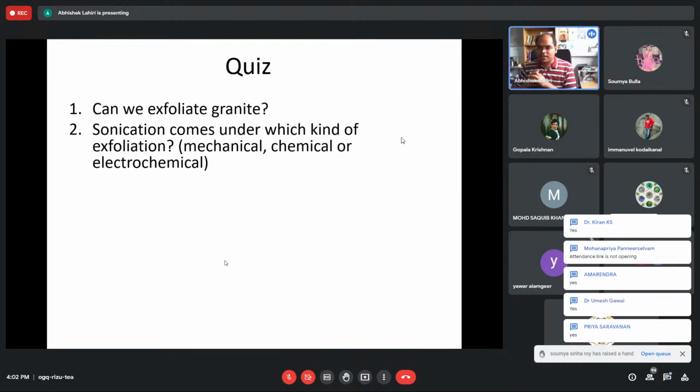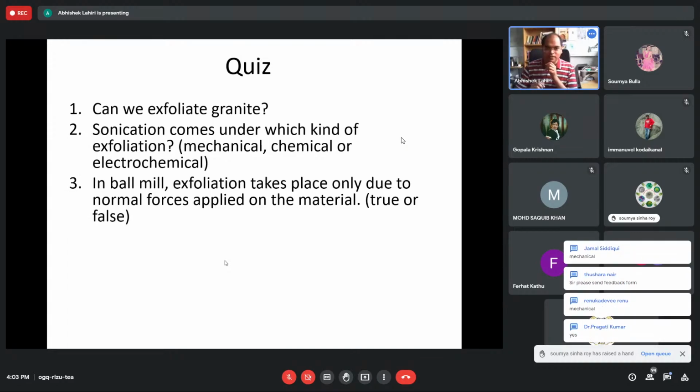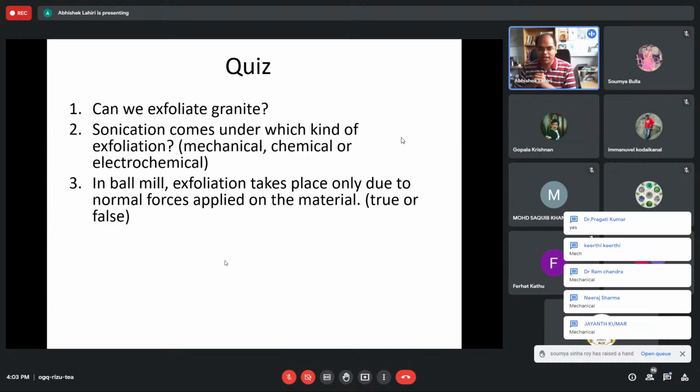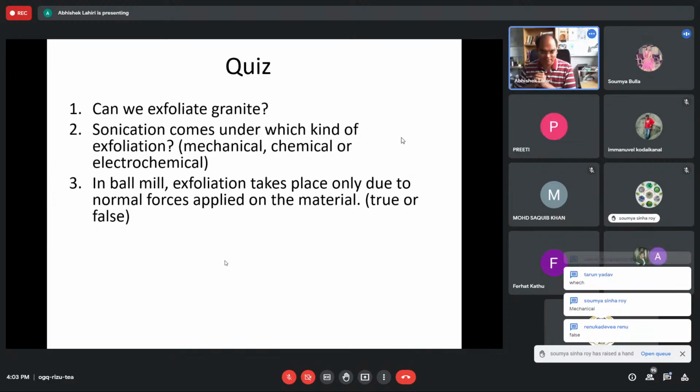Sonication comes under which kind of exfoliation? Mechanical, chemical, or electrochemical? Mechanical. Mechanical, sir. That's correct, mechanical. In ball mill, exfoliation takes place only due to normal forces applied on the material. True or false? False. That's correct. It's false.